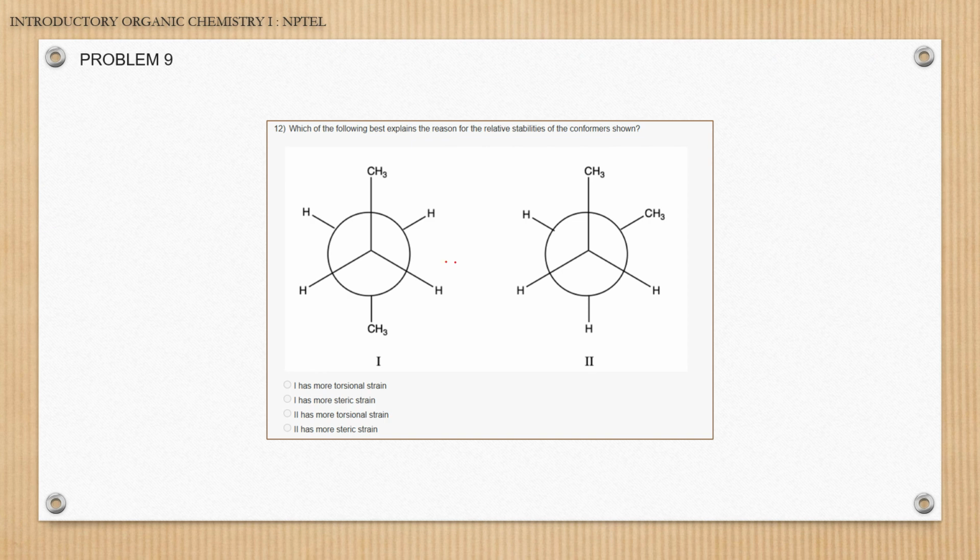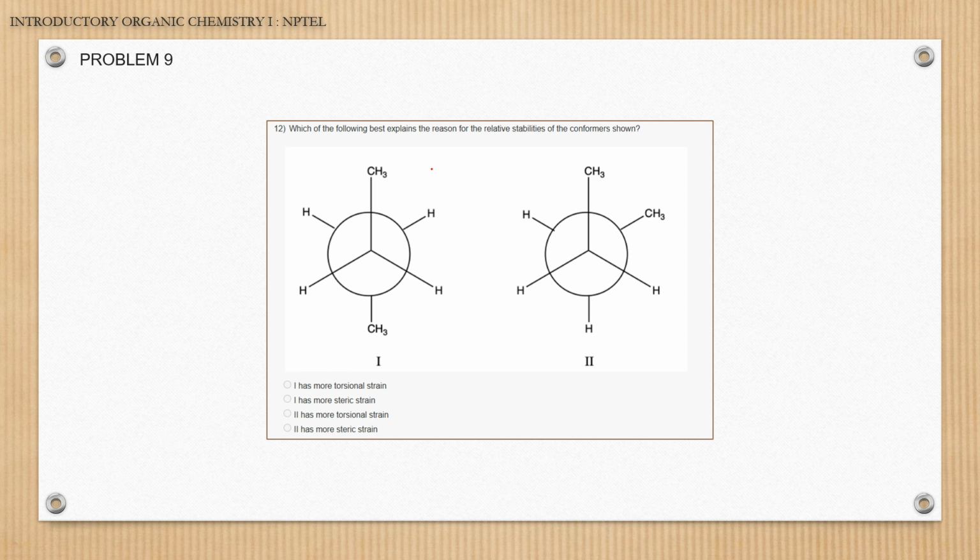So here what you have to see is, first has more torsional strain? No, because torsional strain is not present, right? Because here the dihedral angle is 60 degree. It is relaxed. If you go to the second option, that is first has more steric strain, although here methyl is present at 60 degree conformation to this hydrogen. Hydrogen being smaller in size, it is not giving the steric strain in this particular conformation.